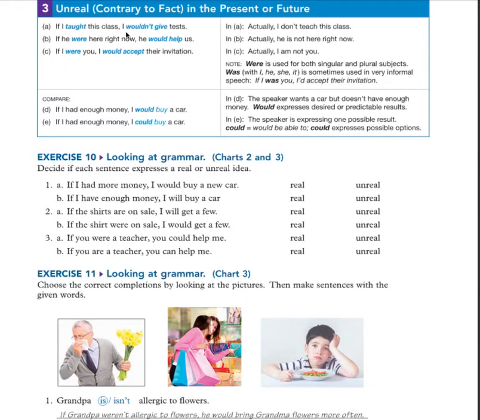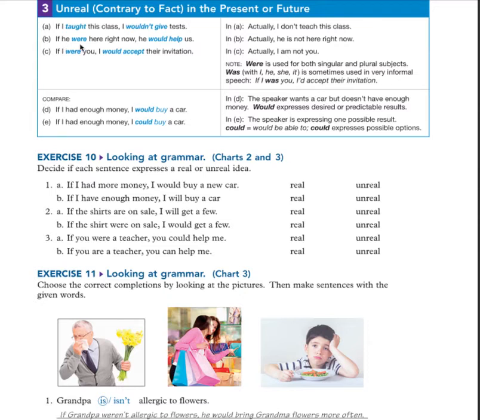If I taught this class, I wouldn't give tests. B, if he were here right now, he would help us. And C, if I were you, I would accept their invitation. So here you say, if I taught this class, I wouldn't give tests. Look at taught, simple past. Look at the result clause, would, and the simple form of the verb, but it's negative, wouldn't give. In A, actually, I don't teach this class.